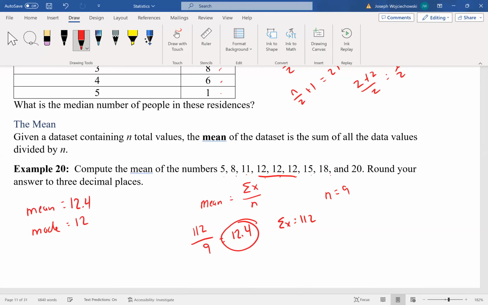What about our median? 9 plus 1 divided by 2 is 10 divided by 2, which is 5. So we're looking for the fifth. 1, 2, 3, 4, 5. So our median equals 12. This looks like a pretty evenly spread out set of data.